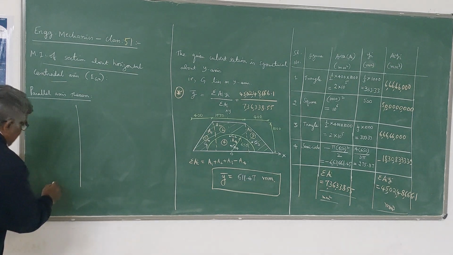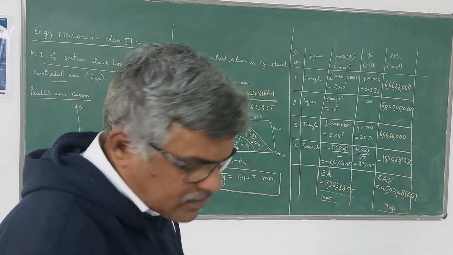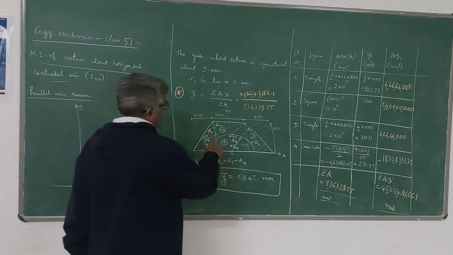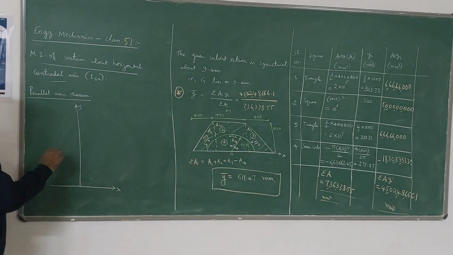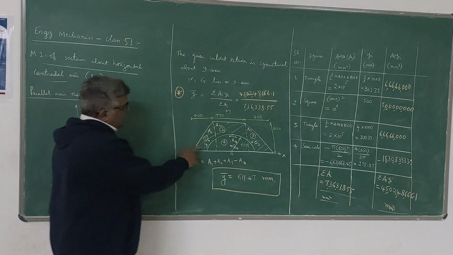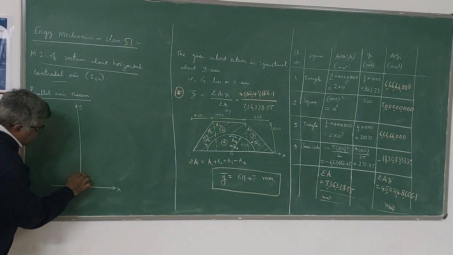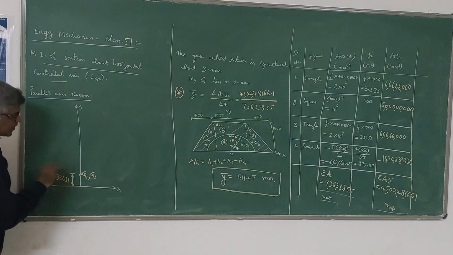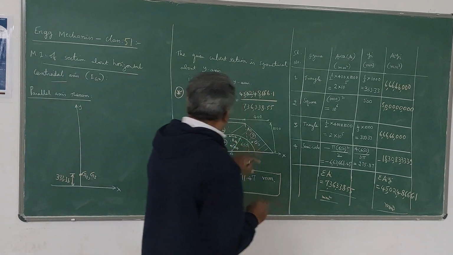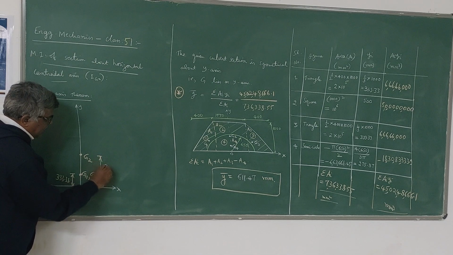Let me take this as the x-axis and this is the y-axis. Let me locate the centroids. All the centroids will be lying on the y-axis only. Anyway, I need only the distances. So G1 as well as G3 are both at a distance of 333.33 millimeters. Then G2 will be at a distance of 500.